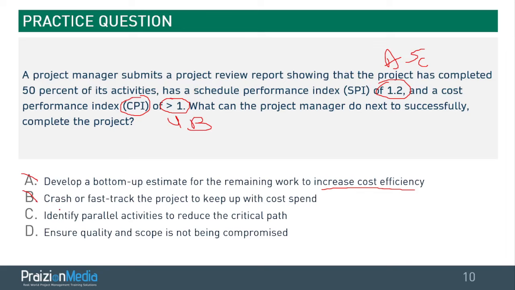All right. C, identify parallel activities to reduce a critical path. You're already doing great with a 1.2 in your SPI. You do not need to reduce the critical path. D, ensure quality and scope is not being compromised. Yeah, to be so efficient in terms of cost and schedule, you've got to take a look at quality and scope and make sure that they are not being compromised.